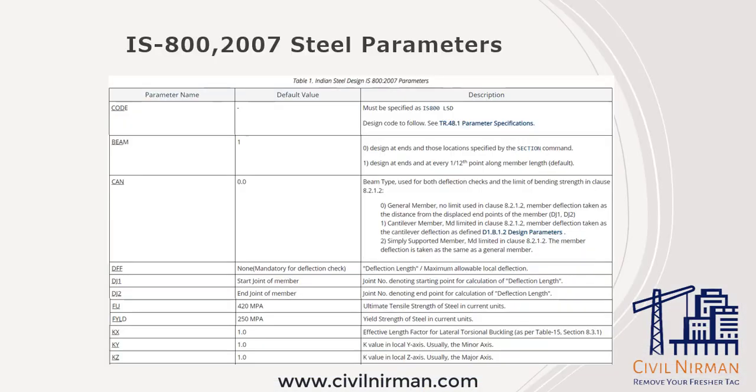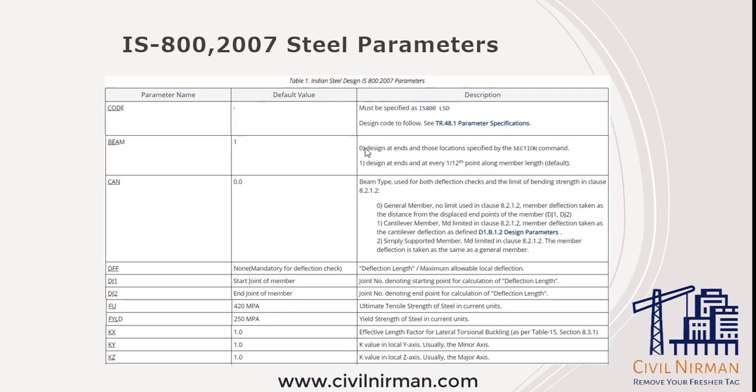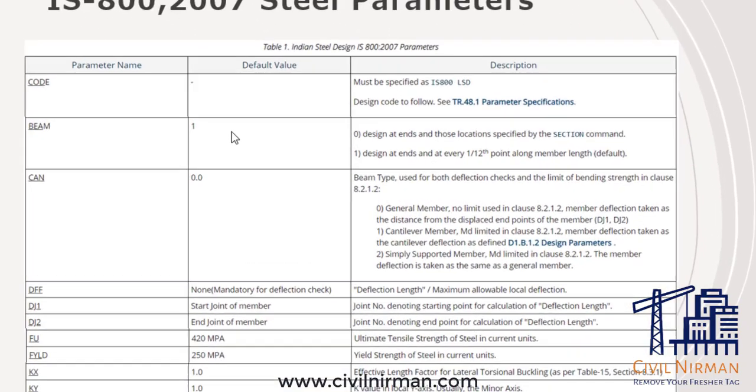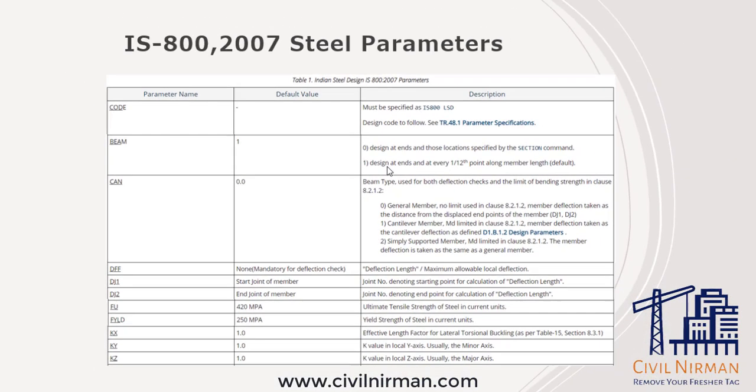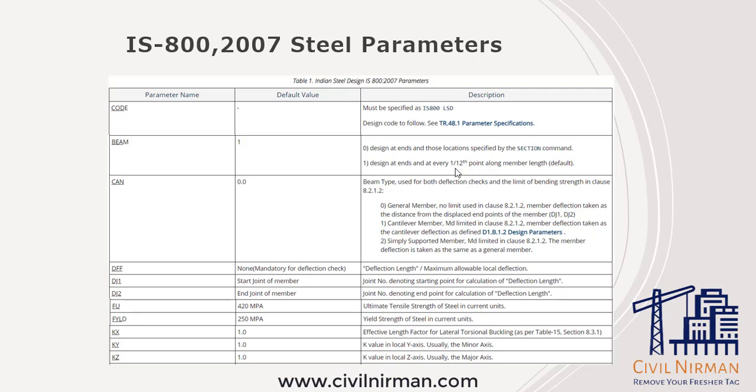Moving on in the presentation, we can see the next parameter that we'll be assigning is beam. By default the value will be 1. Now let's understand what value 0 and 1 mean. If we assign beam value 0, then the design at ends and those locations specified by a section command will be designed and checked. And if we provide a value 1, that is design at ends and every 1/12th point along the member length.